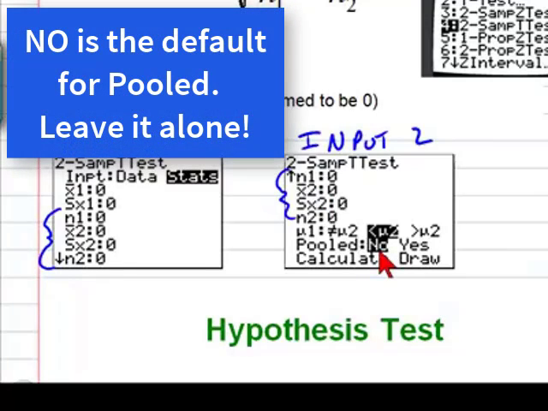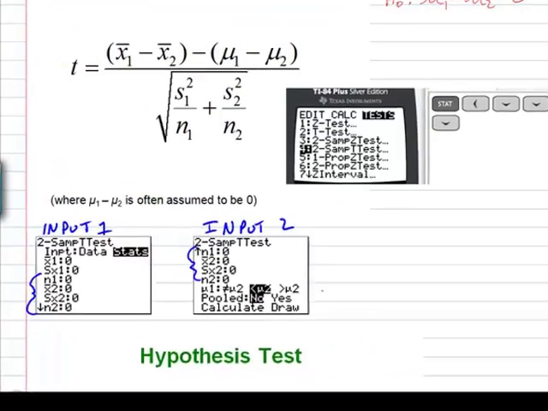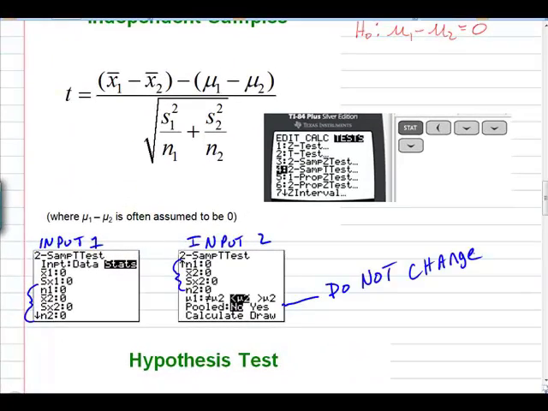Always leave your pooled value at no whenever you're putting your data in. This is a default. Do not change unless you know for sure your data are pooled. The difference is not necessarily significant, but we would rather err on the side of caution and assume a larger variance than what's possibly necessary. So that's why we leave this on no.